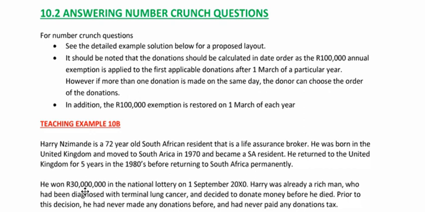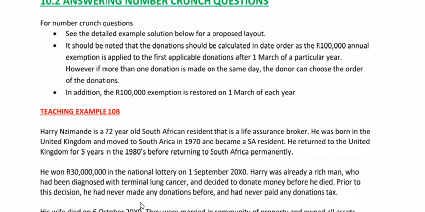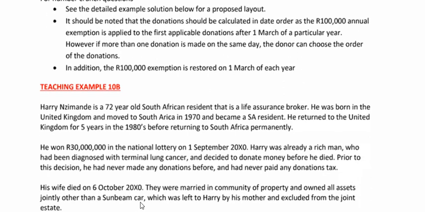He won 30 million in the national lottery on 1 September 2020. He was already a rich man who's been diagnosed with terminal lung cancer, and he decided to donate money before he died. Prior to this decision, he had never made any donation before and had never paid any donations tax. So a full 30 million rands worth of donations at 20%.